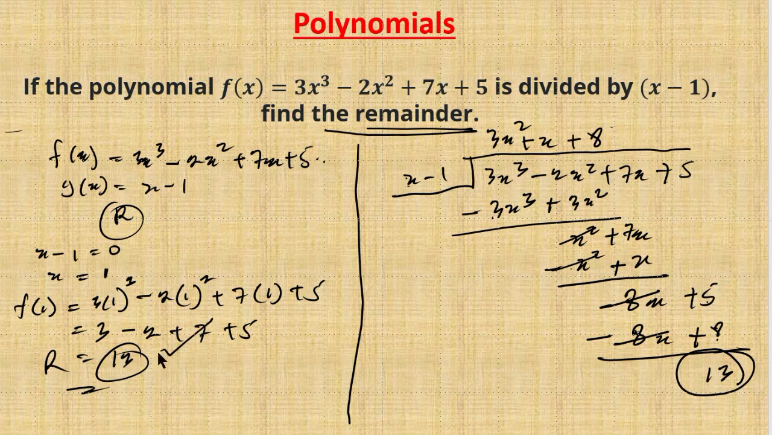So it's easier to use the short method in objectives. Even in theory questions, you can use the short method. With this, I hope you understood how to divide a polynomial and find its remainder.